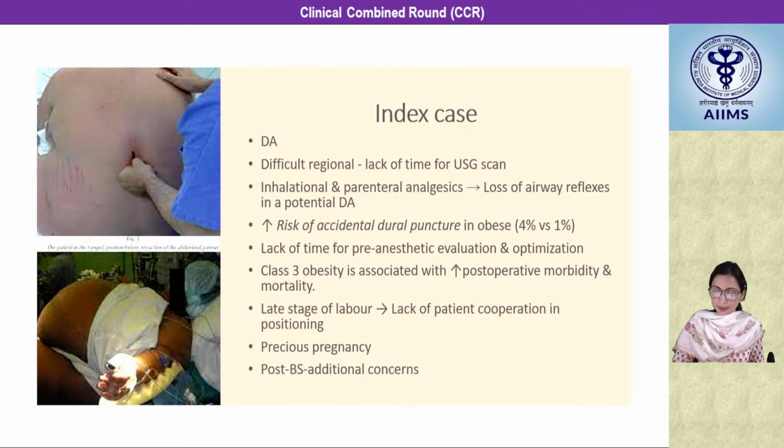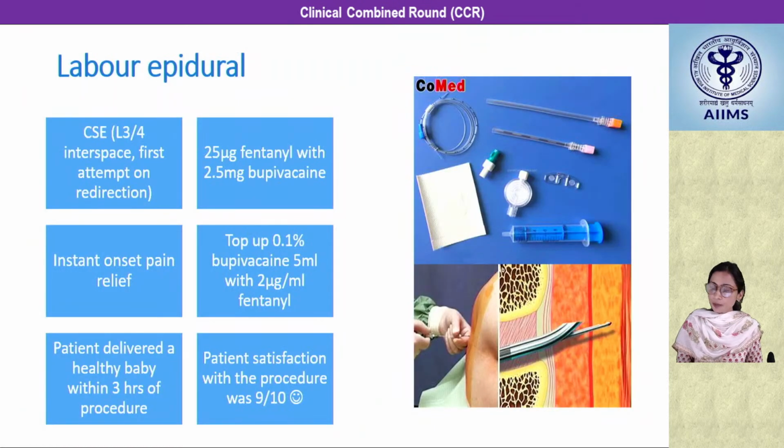And this was a super morbidly obese pregnant patient, so obviously all the risks were much more. This was a late stage of labor, so lack of patient cooperation in positioning was an additional challenge. On top of that, it was a precious pregnancy, and the post-bariatric surgery concerns were also there. Now coming to labor epidural, this is a labor epidural kit.